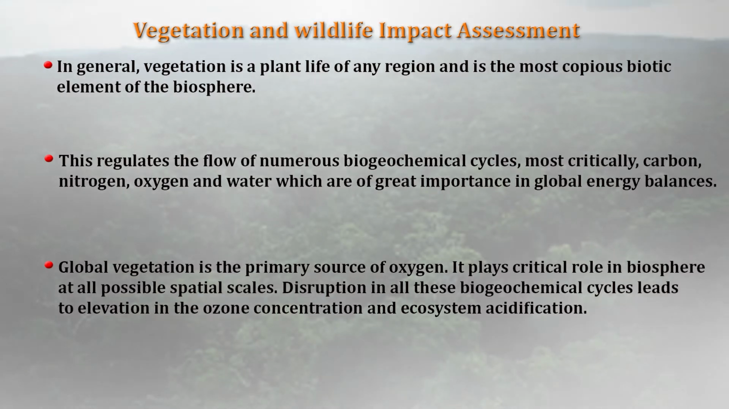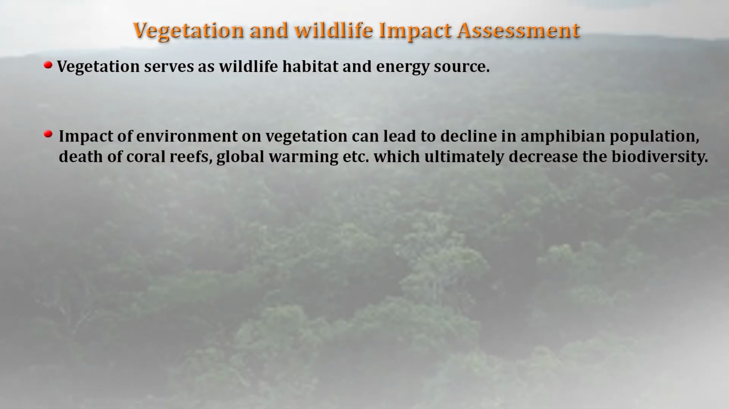It plays a critical role in the biosphere at all possible spatial scales, and disruption in these biogeochemical cycles will lead to elevation in the ozone concentration and also to ecosystem acidification. Vegetation serves as a wildlife habitat and energy source. The impact of environment on vegetation can lead to a decline, for example, in the amphibian population, in the death of the coral reef, global warming and so on, which ultimately decrease the biodiversity.